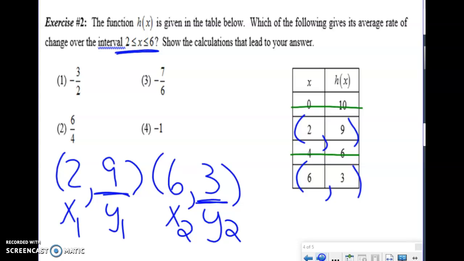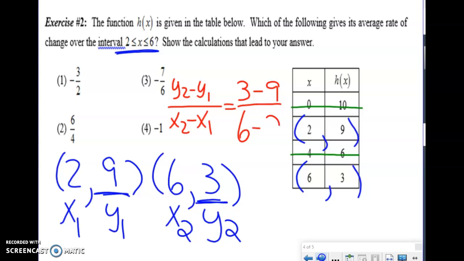So let's get that formula down. y2 minus y1 over x2 minus x1. We've already got it labeled, and let me tell you, labeling this saves you a huge headache of trying to figure out where everything goes. But 3 minus the 9, y2 minus y1, and then 6 minus the 2. Good thing everything was positive this time. So in this case, 3 minus 9 was negative 6. 6 minus 2 was simply 4. So there is your slope, negative 6 over 4, also known as your average rate of change. Any questions, please let me know.